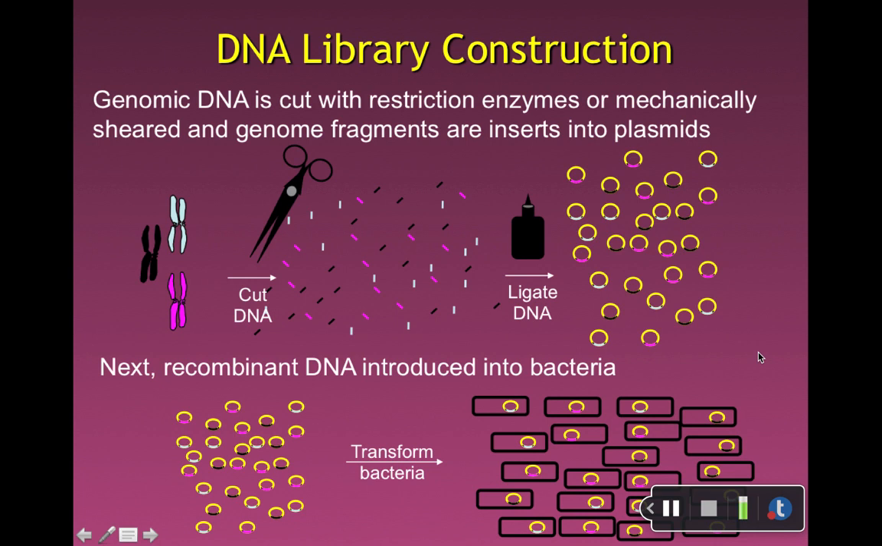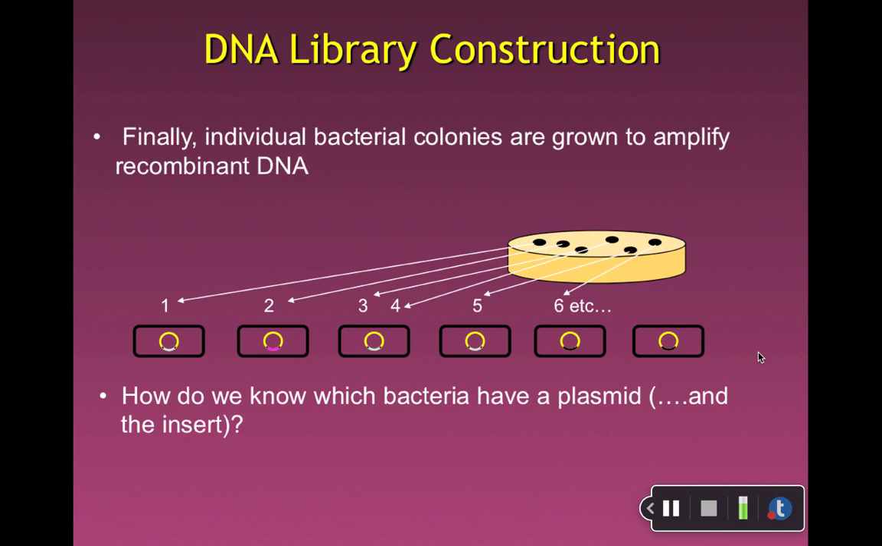So now we have a bunch of bacterial cells, each containing a different piece of DNA. We can then grow those bacterial cells on plates, like we see here, and then theoretically you can end up with colonies, each of which can be formed from a single bacterium containing a specific piece of DNA from our DNA that was cut up to begin with.